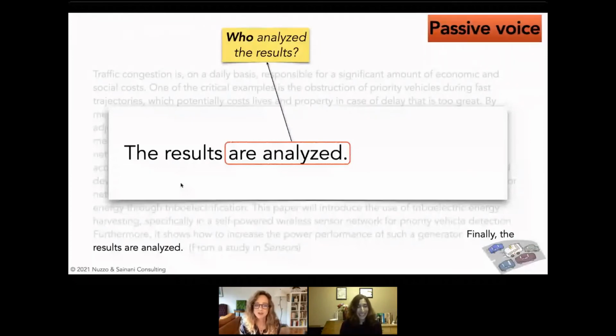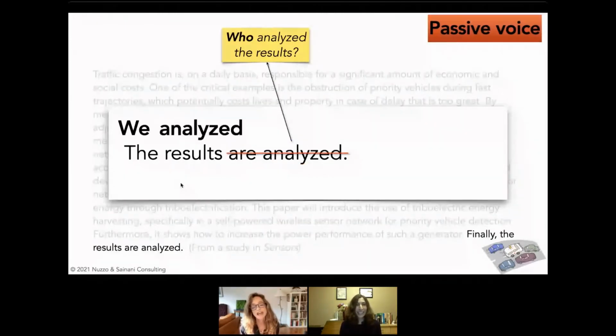Right. Well, we don't actually want that, Kristin, because we're statisticians. So job security. Yeah. Right. Everyone hire more statisticians, not fewer. Okay. So, who analyzed the results? We analyzed the results.